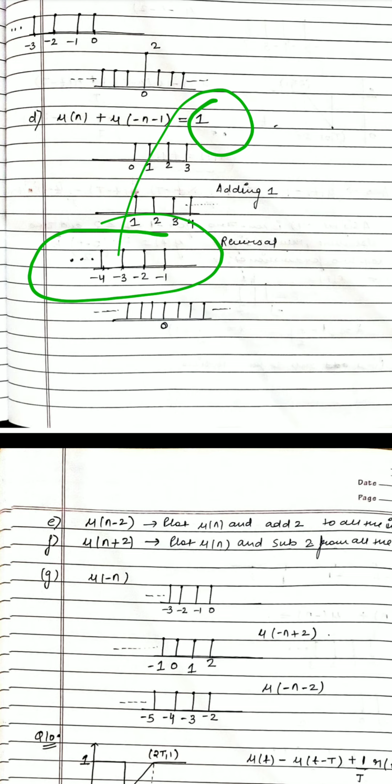Like in continuous time signals, u of t plus u of minus t is equal to 1. But in discrete time signals, it is not the same case. We will get 1 only when u of n and u of minus n minus 1 are added together.